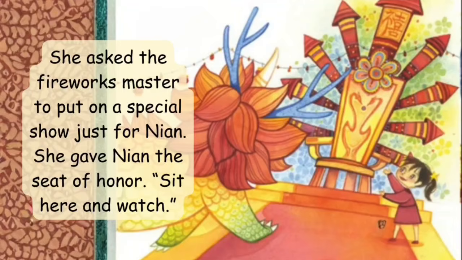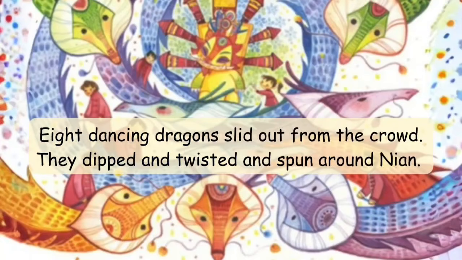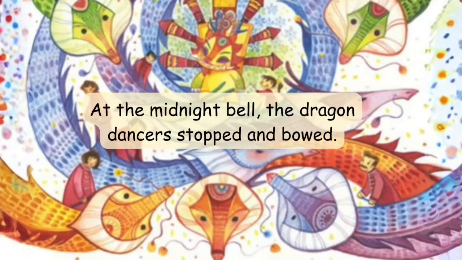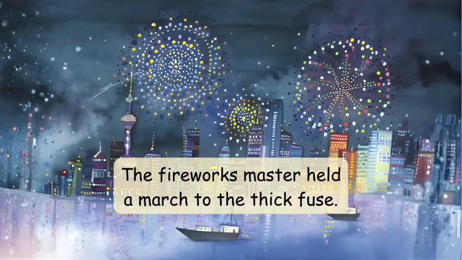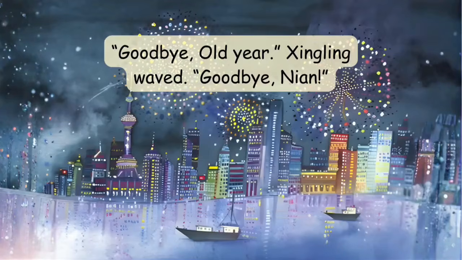"Sit here and watch." Eight dancing dragons slid out from the crowd. They dipped and twisted and spun around Nian. At the midnight bell, the dragon dancers stopped and bowed. The fireworks master held a match to the thick fuse. "Goodbye, old year," Xingling waved.